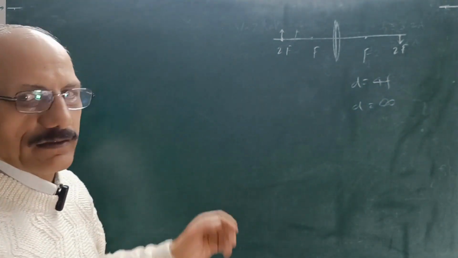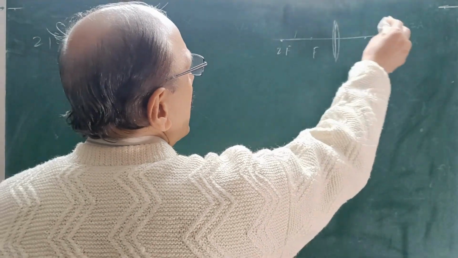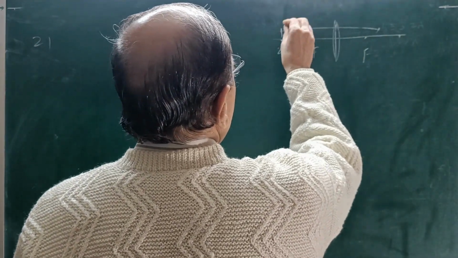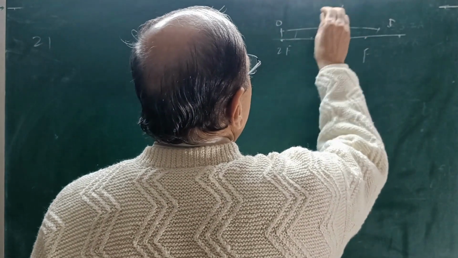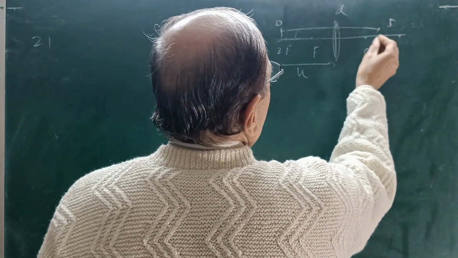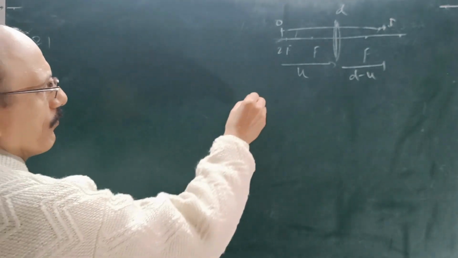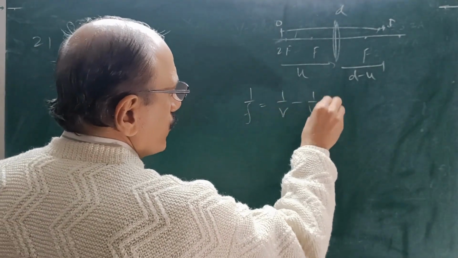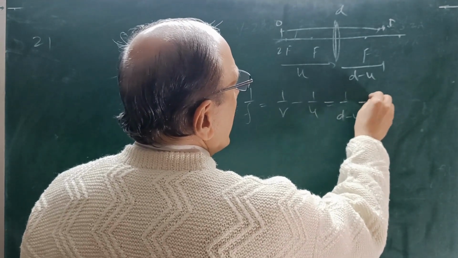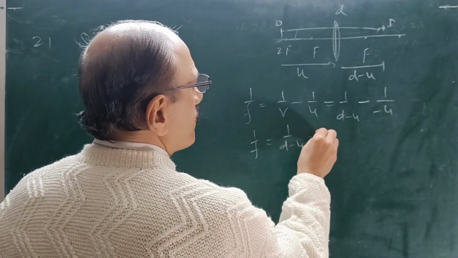But numerically also we will prove it. We can have the distance between the object and the image as d. So if the object distance is u, it is not 2f, it may be anywhere, and the image distance is v, then it is d minus u. According to the lens formula, 1 by f equals 1 by v minus 1 by u. That means 1 by v is 1 by d minus u, and minus 1 by u becomes plus 1 by u, so 1 by f equals 1 by d minus u plus 1 by u.